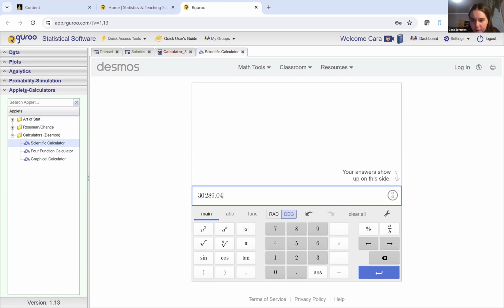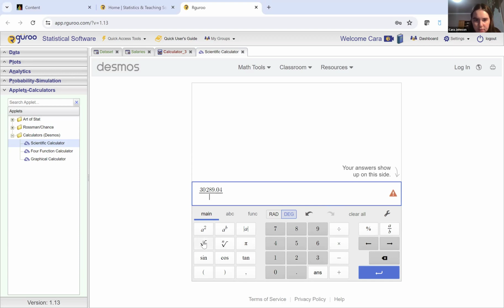3289.04 divided by the square root of 397. And that's the same thing that I got in my document. I just screenshotted it and put it into the document. So it's your standard deviation from project 4 divided by the square root of the sample size.